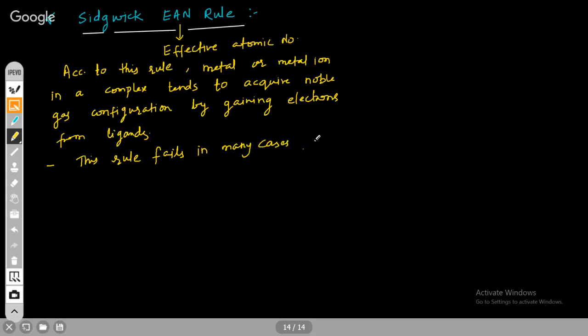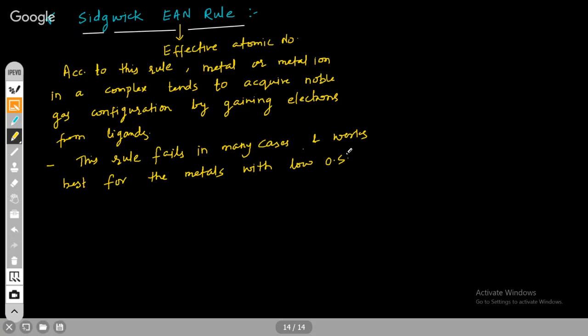and works best for metals with low oxidation state. This was the first attempt to explain the bonding in coordination complexes.